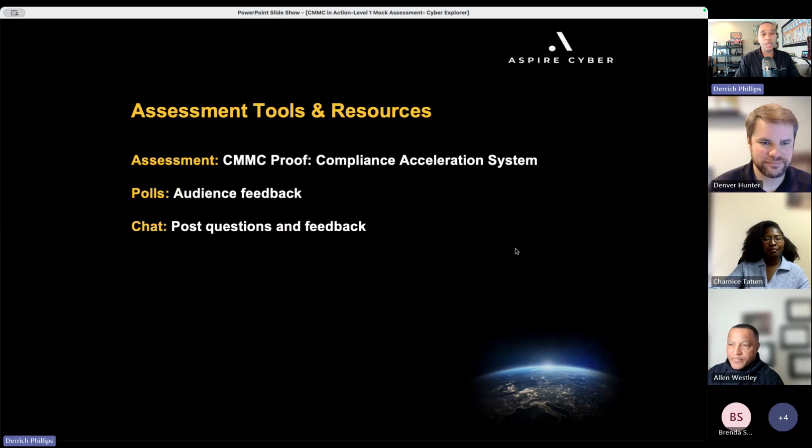Some assessment tools we're going to be using today. CMMC Proof, that is our assessment tool that Aspire Cyber developed. So that's what we'll be using to keep track of the requirements for Level 1.